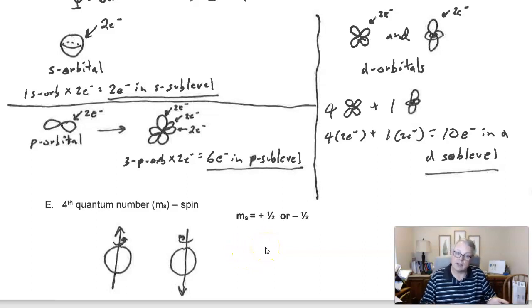You flip the coin, it either comes up heads or tails. It doesn't land on the edge. Same way with electrons. Give one electron in that orbital a +1/2, give the other electron in the orbital a -1/2, and there you go. All of your electrons now have their own set of 4 quantum numbers.